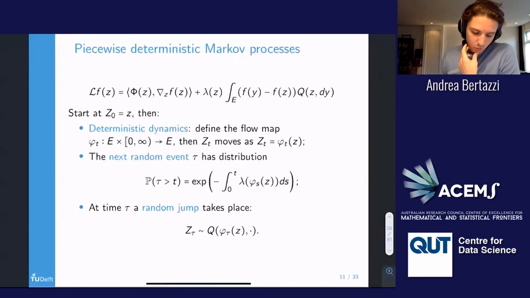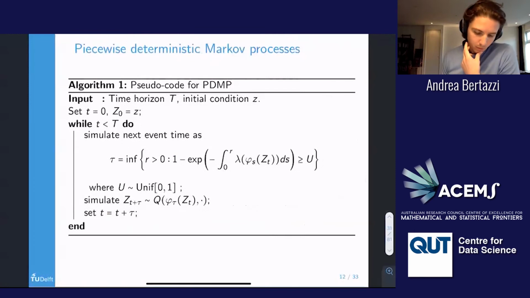And then when we get to the random time tau, we will draw from our Markov kernel, and we use the Markov kernel to determine the state of the process at time tau. In particular, the interesting thing here is that we started at state Z. We move for a time tau, which is our random time, according to the deterministic dynamics, so we apply our flow map. And finally, we evaluate the Markov kernel at that point.